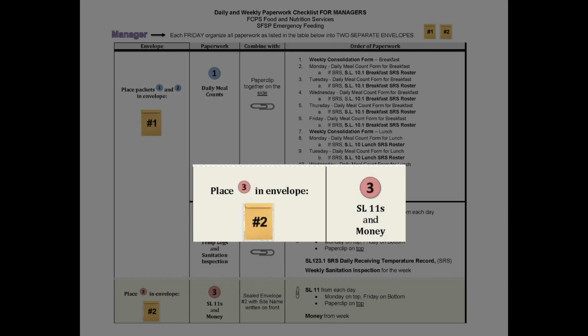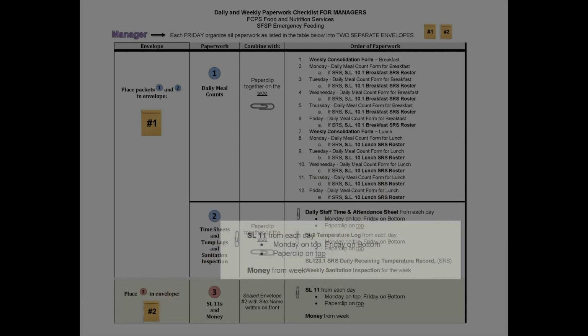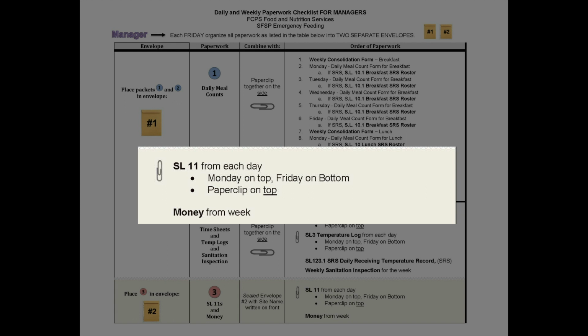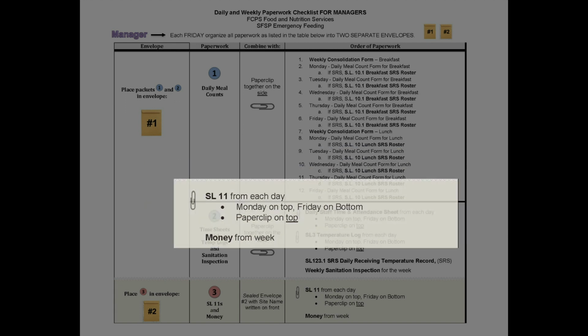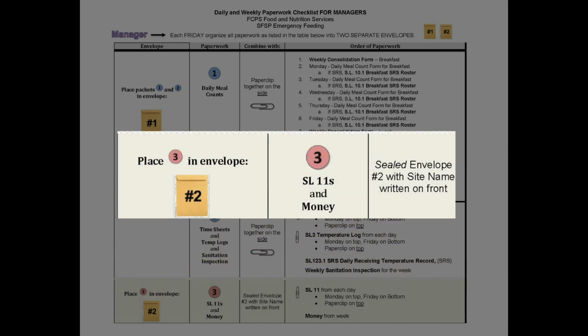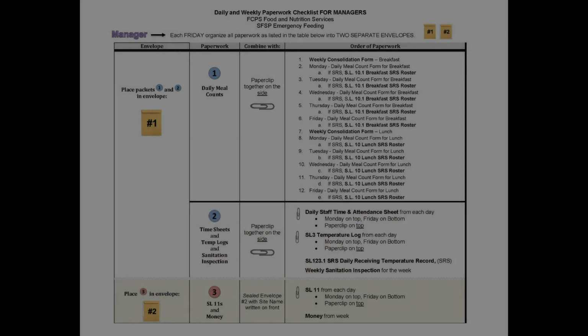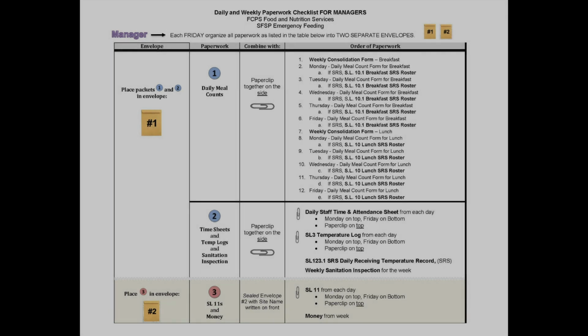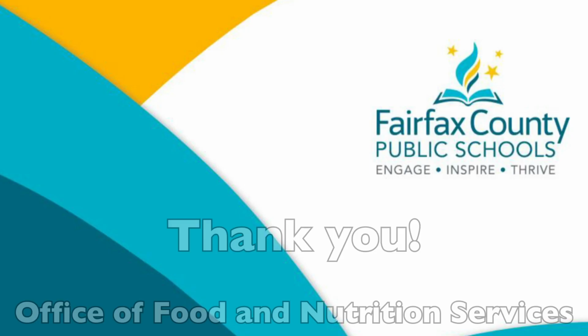Envelope 2 will contain Packet 3, the SL11s for the week and the money. Paperclip the SL11s together on the top with Monday 1st and Friday on the bottom. Write your site name on the front of the envelope and place the SL11s and money in Envelope 2. Envelope 1 and 2 will be picked up on Mondays.